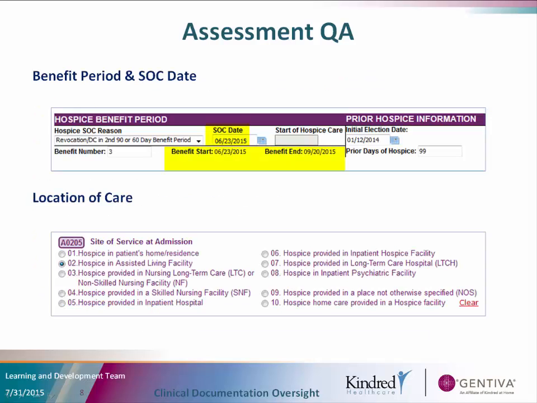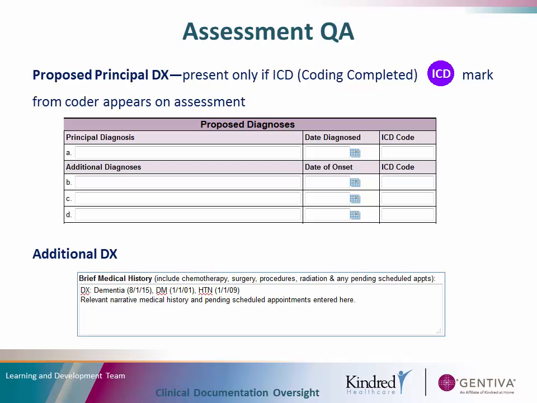Ensure benefit period and start of care date and location of care entries are accurate. This information flows to McKesson Hospice to admit the patient and to support billing claim details. Proposed principal and additional diagnosis fields should be blank unless the ICD or coding completed mark from the coder appears on the assessment. The assessing nurse should have entered all proposed diagnoses and their onset or exacerbation dates, as well as the relevant narrative medical history in the brief medical history field.